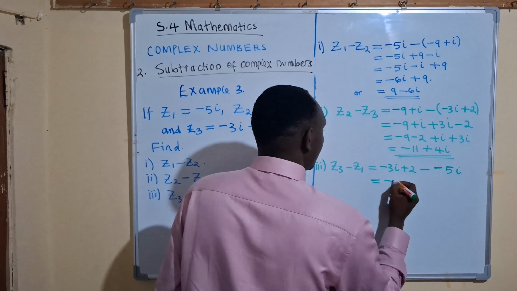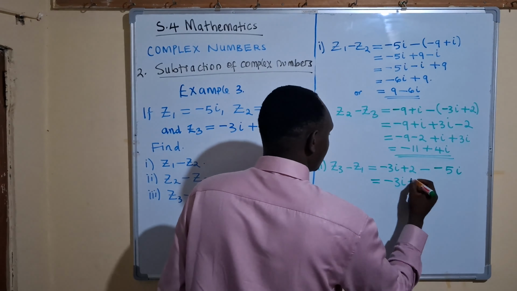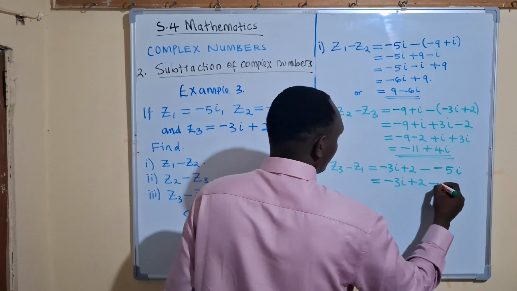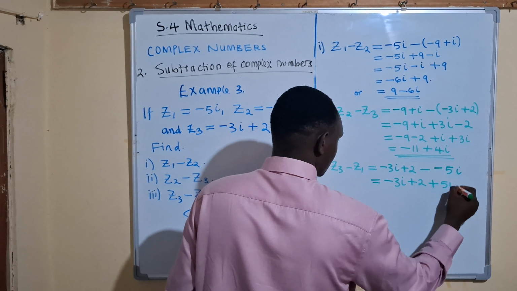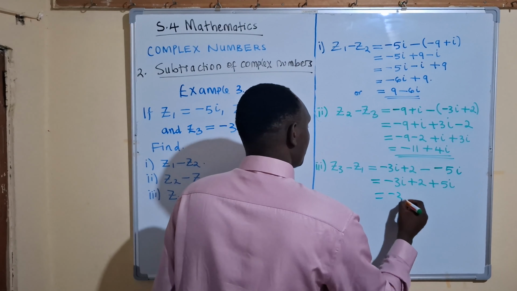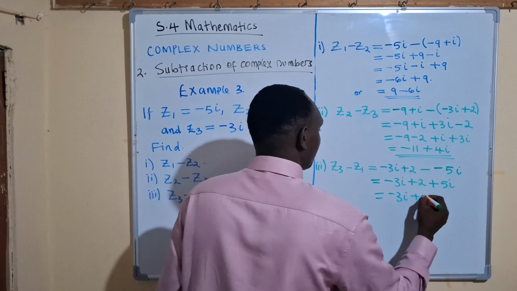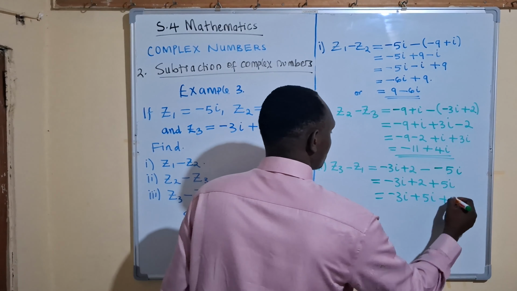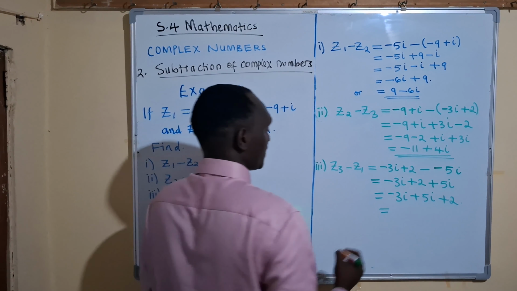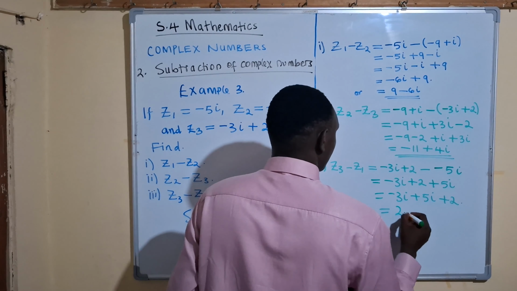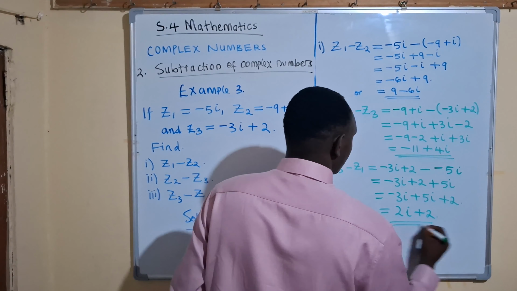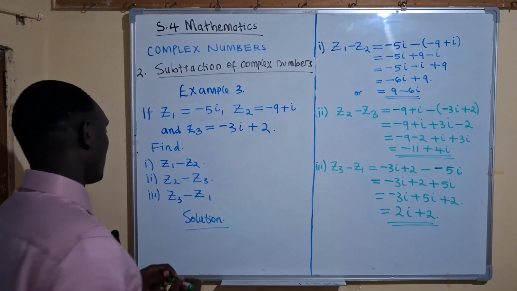Then here we shall say negative 3i, I'm maintaining it the way it is. What is negative times negative? It becomes positive. So here it will give us plus 5i. Then we go to the like terms: negative 3i plus 5i plus 2. What is negative 3i plus 5i? That is simply the same as 2i plus 2. So this is the solution for our example 3.